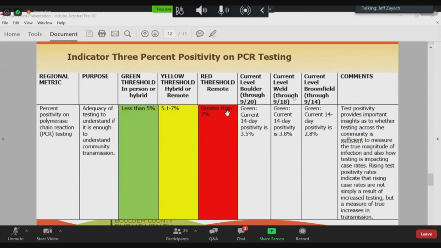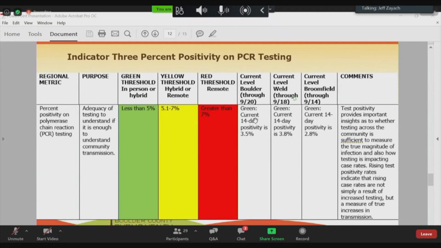These are two different indicators that we use in addition to those primary indicators. The first one is the percent positivity rate. So this is what I just showed you before. If we're at less than 5%, then we're in green. If we're at over 7%, we're in red. And our positivity rate right now is 3.5%.